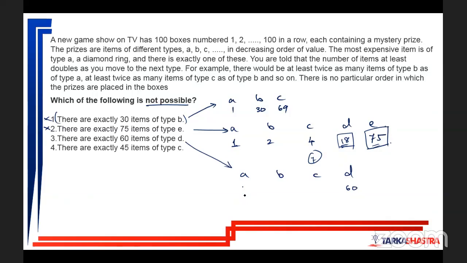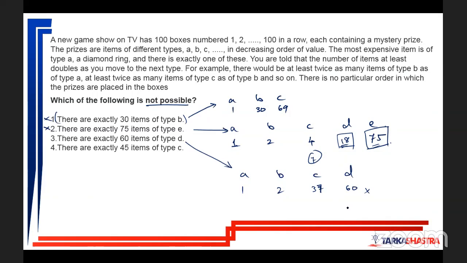This is 1. Correct. Now B can have 2. C can have remaining. So how much remaining are there? Remaining are 37. This condition does not work. Now, can there be anything else which would work?